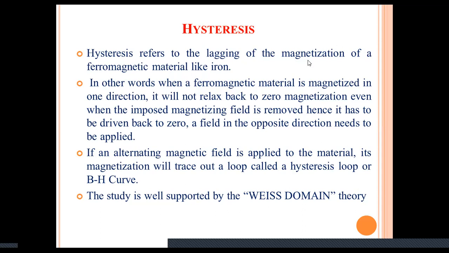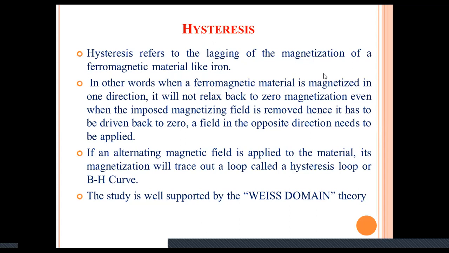Hysteresis here refers to the lagging of the magnetization of a ferromagnetic material like iron. This means when we apply a magnetic field and then remove it, in a paramagnetic material the magnetization inside the material quickly becomes zero. But in the case of a ferromagnetic material, the magnetization does not become zero quickly. It is lagging.